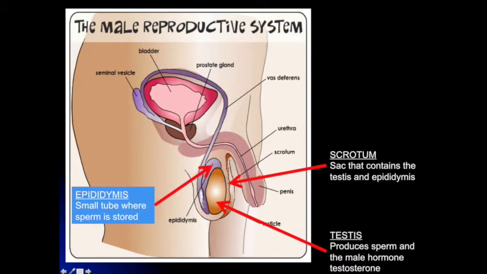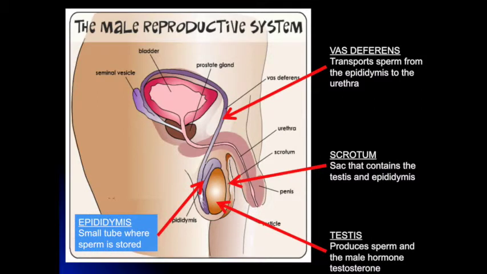So the next structure we're looking at is the epididymis. It's the small tube that stores the sperm that is produced by the testes. So after the sperm is produced here, it stays in the epididymis. Over here, the sperm is here.